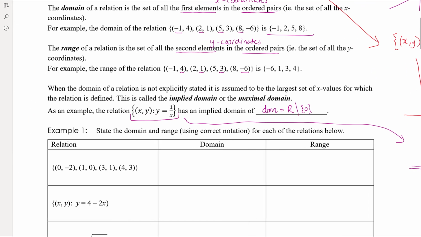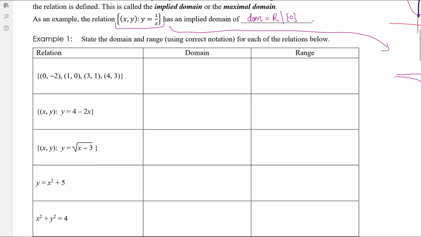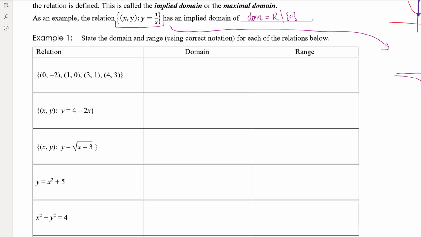Okay, so let's think that through for some other relations. So the first relation here is simply a list of ordered pairs. So the domain is going to be the list of all the x coordinates in those ordered pairs, and the range is going to be the list of all of the y coordinates in those ordered pairs. So let's list our x coordinates in order, 0, 1, 3 and 4. Yep, they're in order. 0, 1, 3 and 4 will be the domain, and the range will be all the y values, -2, 0, 1 and 3, they are also in order.